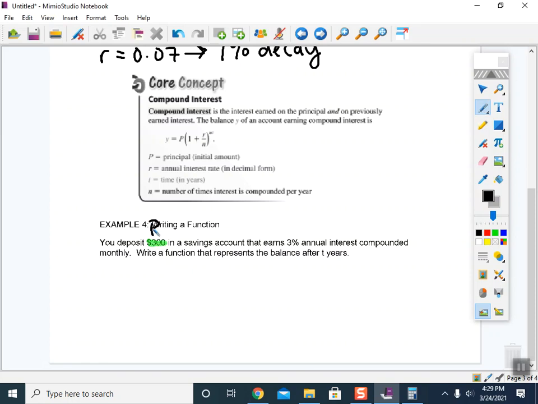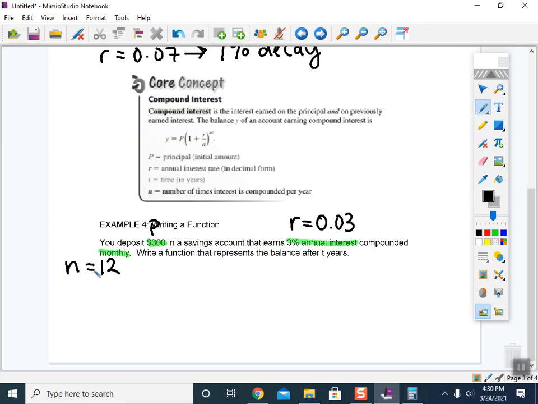I deposit $300 in a savings account that earns 3% annual interest. This also seems important, 3% annual interest. This means that my rate of change, 3% as a decimal, is 0.03. And here's where we're going to look at how many times it's compounded per year. So this also tells me that it is compounded monthly. That means over the course of 1 year, I'm going to compound this amount 12 times because I'm doing it every month. And I might write just n equals 12 here so that you know that.